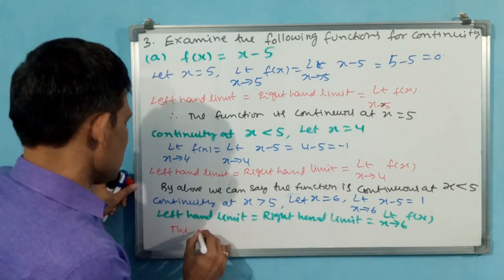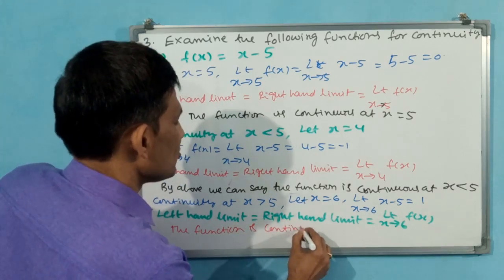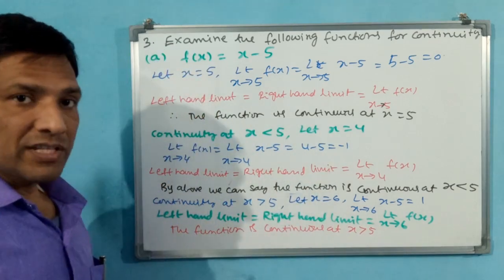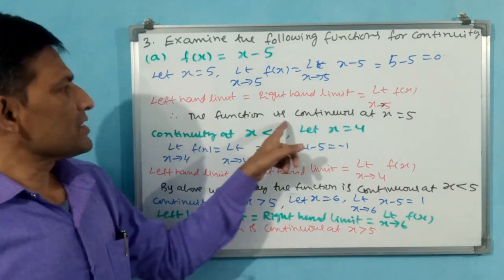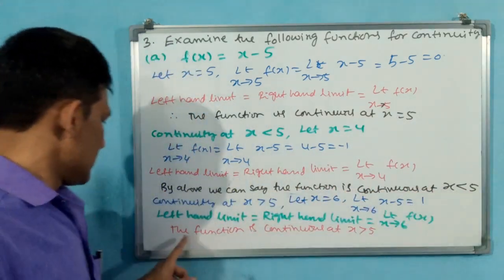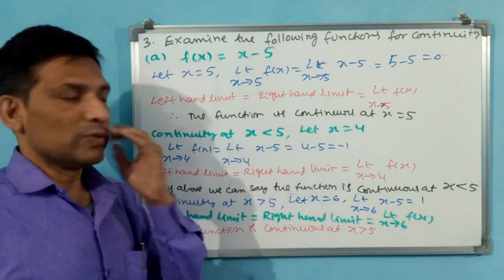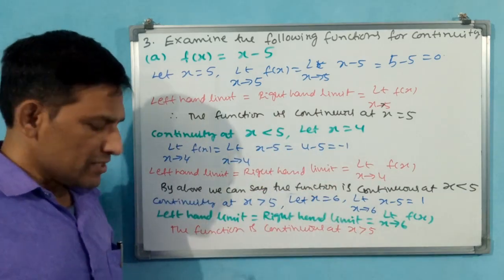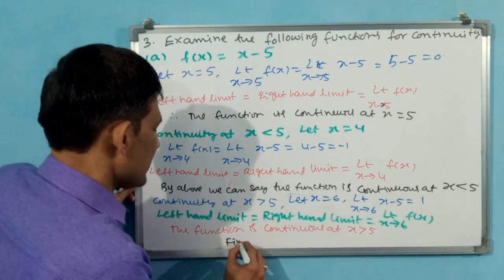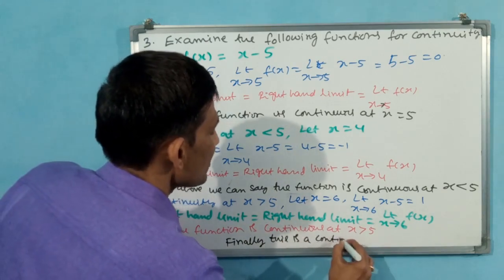The function is continuous at x greater than 5. You see here, three statements you have made. The function is continuous at x equal to 5. The function is continuous at x less than 5. The function is continuous at x greater than 5. That means the function is continuous at any value. Final statement you have to write: finally, this is a continuous function.